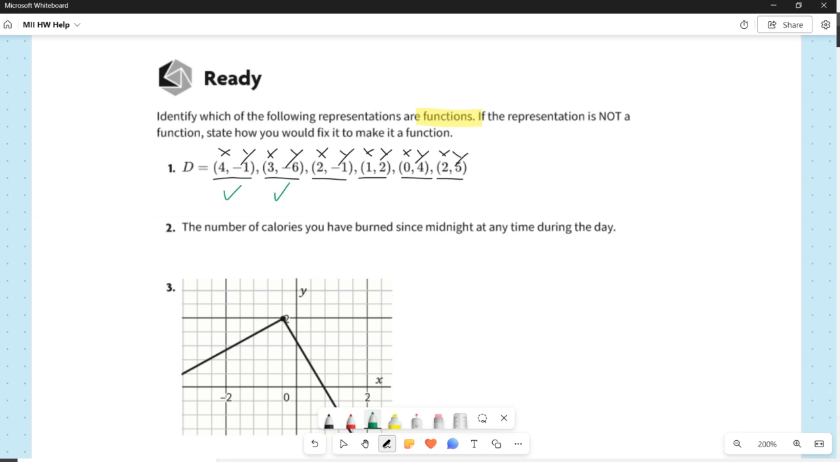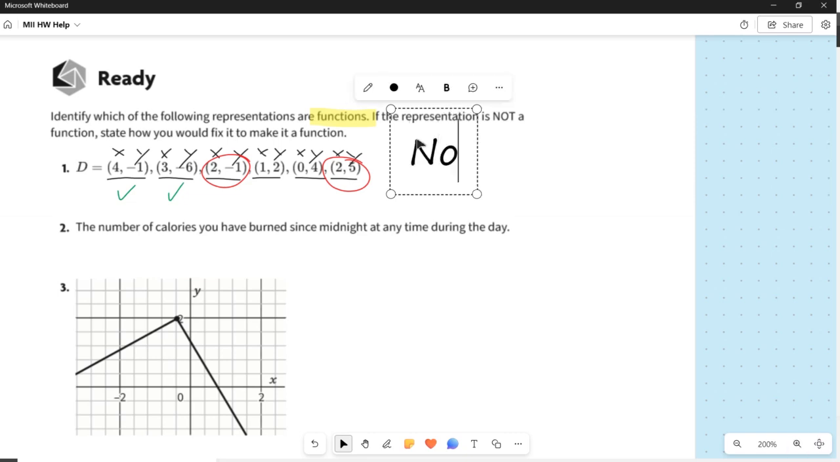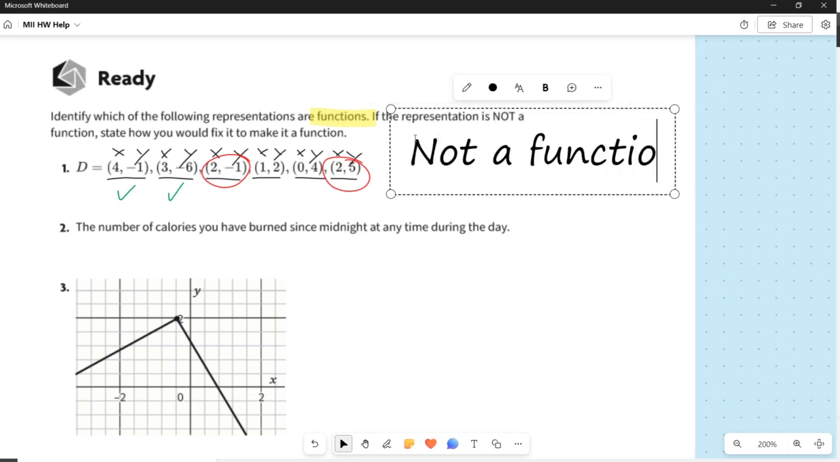The third pair is 2, -1. Again, that means that when I plug in a 2, I should expect to get a -1 every single time. So I'm looking, and I notice here at the end, the 2 that I just circled, well, the first one says you plug in a 2 and you get a -1. The last one says you plug in a 2 and you get a 5. That's no good. So that's going to be a problem if we want this thing to be a function. So our answer for number 1 is not a function.